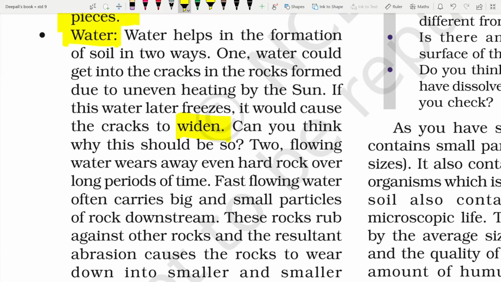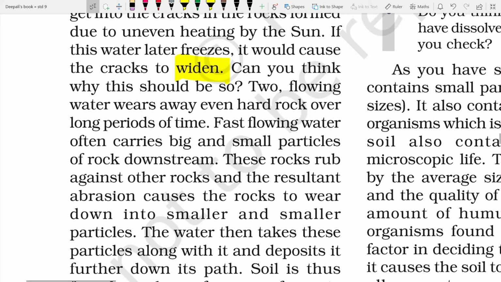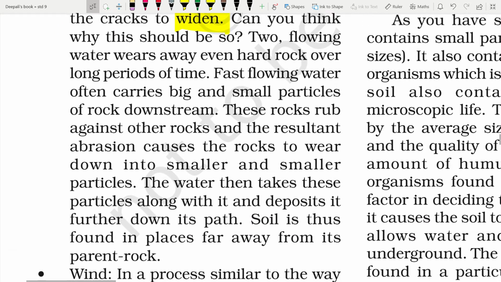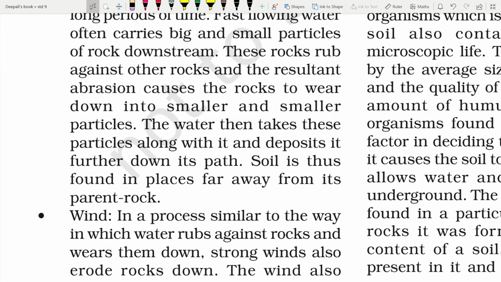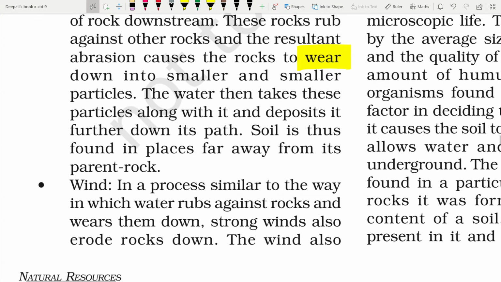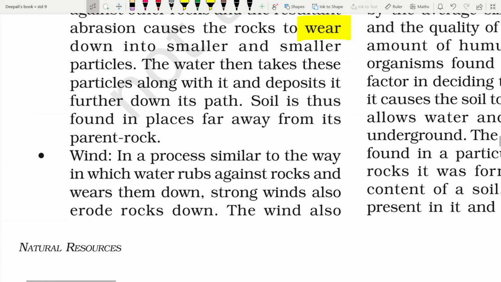Two, flowing water wears away even hard rocks over a long period of time. Fast flowing water often carries big and small particles of rock downstream. These rocks rub against other rocks, and the resultant abrasion causes the rock to wear down, that is, break down into smaller and smaller particles. The water then takes these particles along with it and deposits them further down its path. Soil is thus found in a place far away from its parent rock.